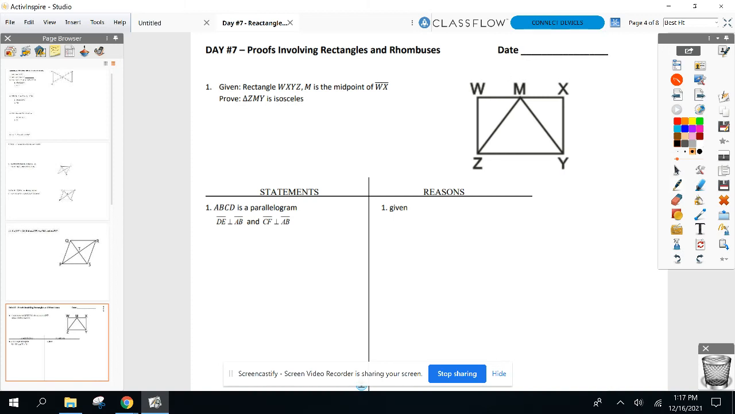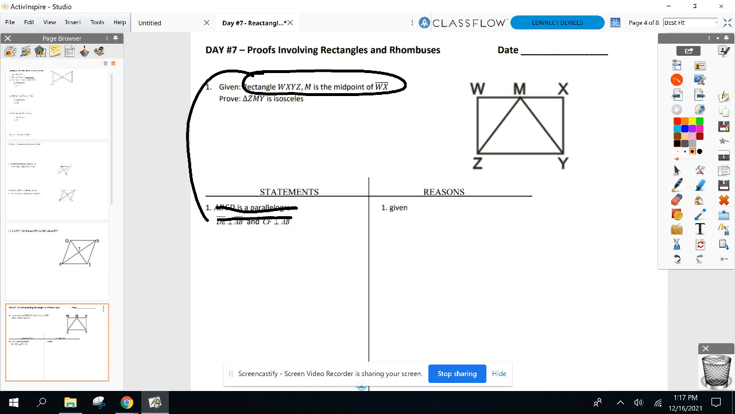So right off the bat, this first one, I have to apologize. For some reason, the actual givens did not go in the statements column. All right, let's make sure we know what the correct givens are, that this is a rectangle and M's a midpoint. All right, sorry about that. That's on me. No excuses.